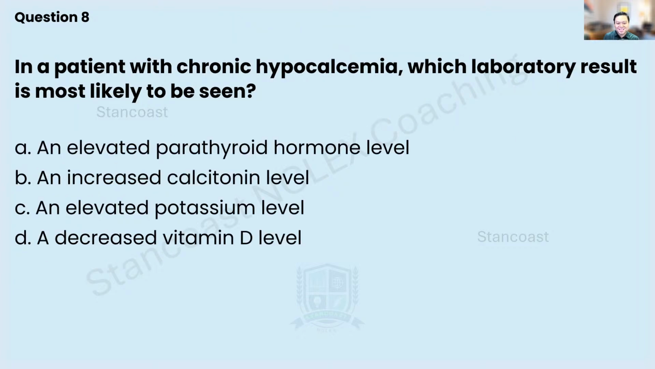Let's have number 8. In a patient with chronic hypocalcemia, which lab result is most likely to be seen? Is it A, an elevated PTH level, B, an increased calcitonin level, C, an elevated potassium level, or D, a decreased vitamin D level? So this is quite similar to the prior question. Your patient has chronic hypocalcemia. Which laboratory result is most likely seen?